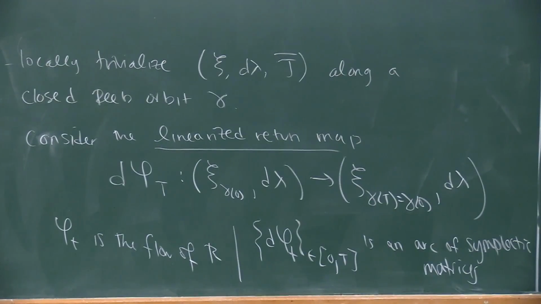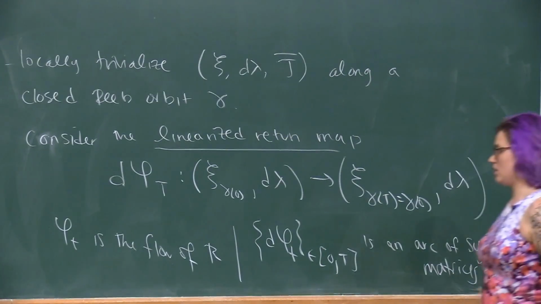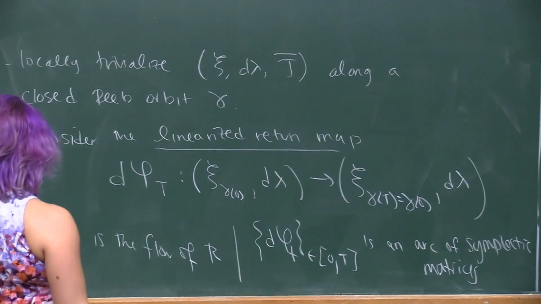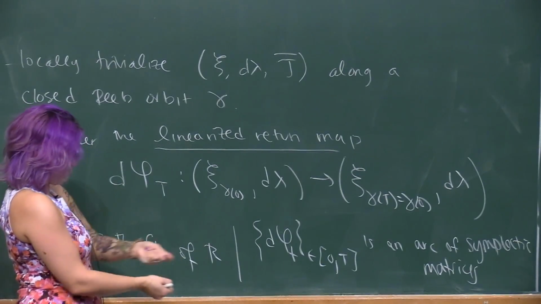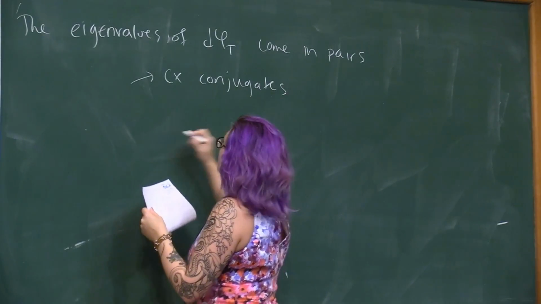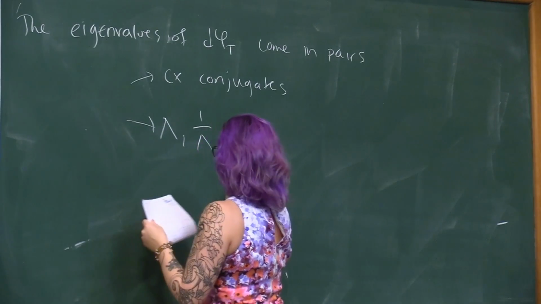And the eigenvalues of this linearized return map are sometimes called Floquet multipliers, and they're really important because they tell you how much the flow along an orbit distorts a vector space. And so that's the first dynamical handle you can have on something. Okay. So the eigenvalues of d phi_T come in pairs. So either they're complex conjugates, or they look like lambda and 1 over lambda, where lambda is real.